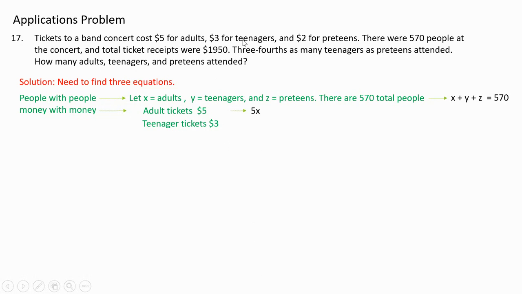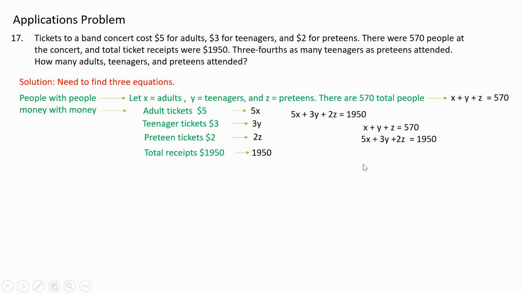Teenager tickets are $3, and teenagers are represented by y, so that's going to give us 3y. And lastly, $2 for the tickets for preteens, and preteens are represented by z, so it's going to be 2z. And what was the total income? It was 1,150. So this is my setup: 5x plus 3y plus 2z equals 1,150.